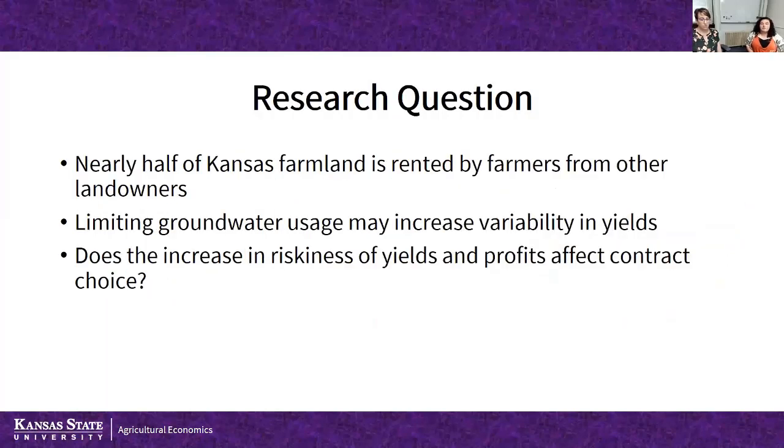It also should be noted that nearly half of Kansas farmland is rented by farmers from other landowners, which brings us to the motivation: limiting groundwater usage may increase variability in yields. That's what we expect. So our research question is, does the increase in the riskiness of yields and profits affect the contract choice between landowners and tenants?